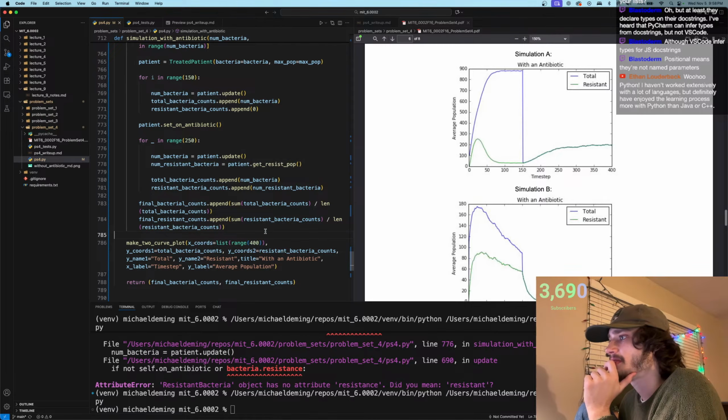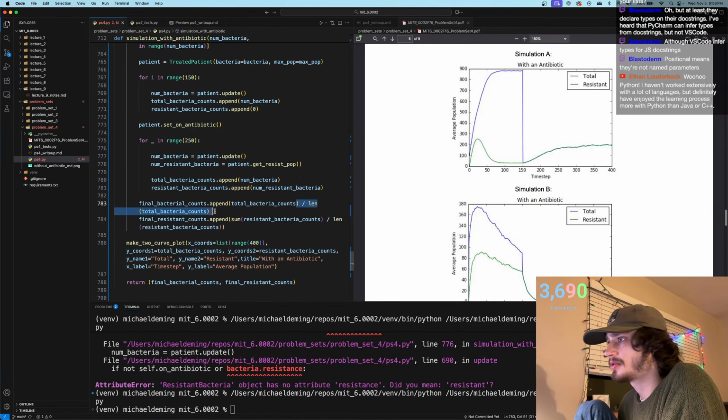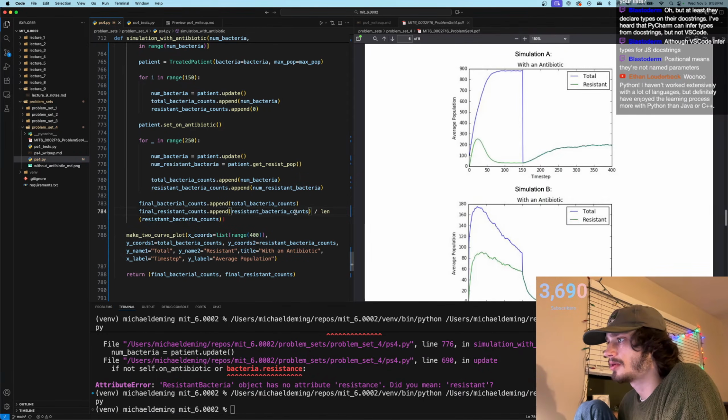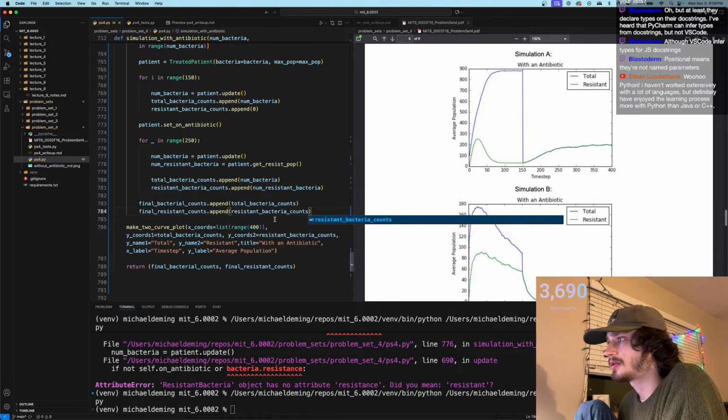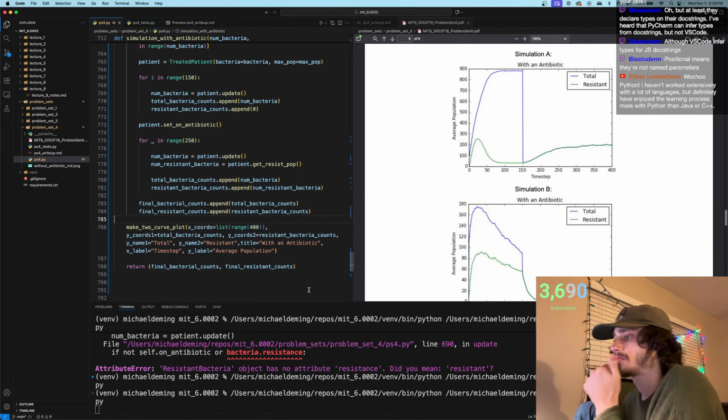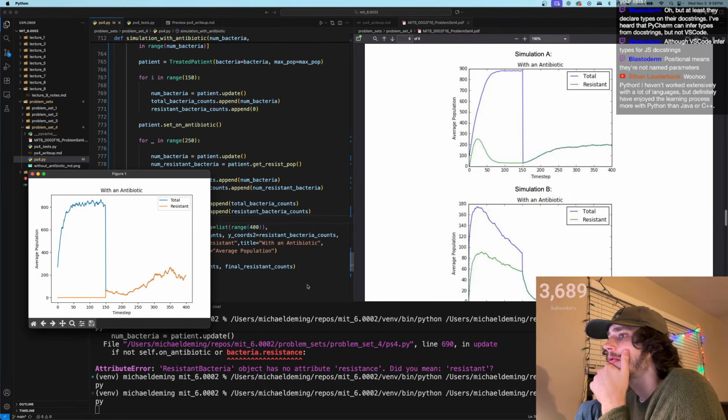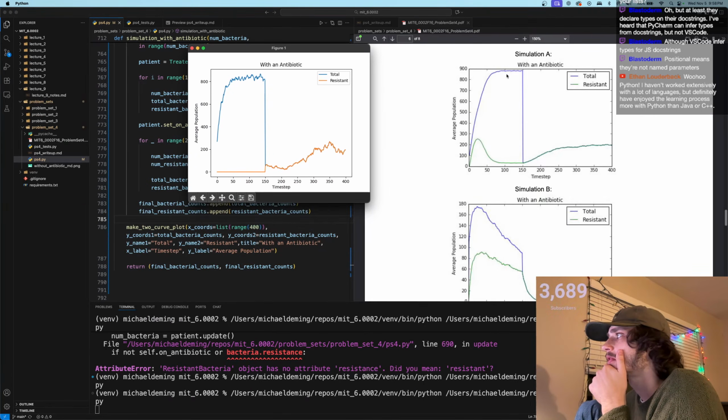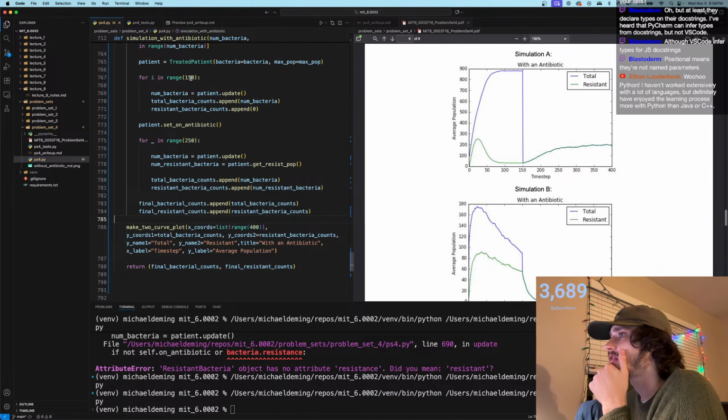So I don't think I want to be doing this averaging thing. So let's just append total bacteria counts and resistant bacteria counts. We get this. So that looks a lot better in relation to this graph here, but it's not going all the way down to the 100. So I think we need to add in a reference point as our initial, right?